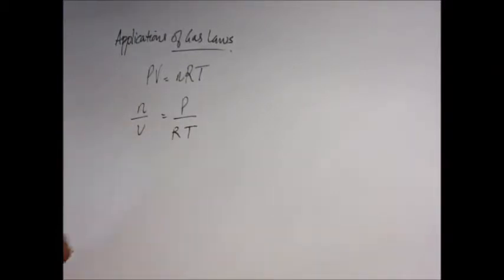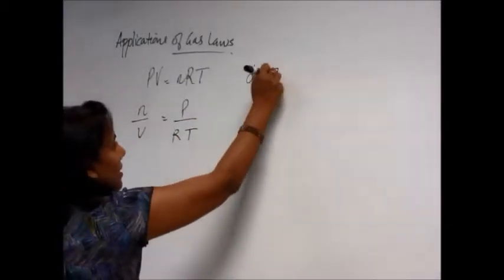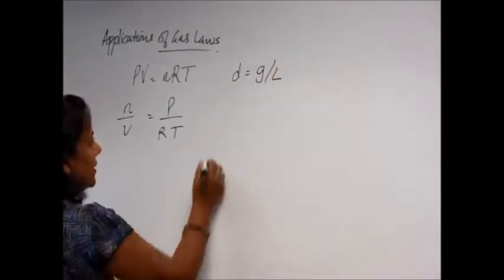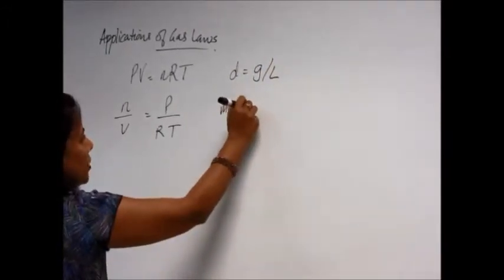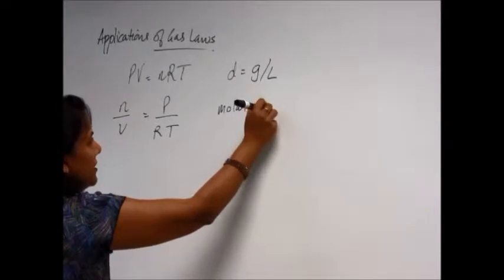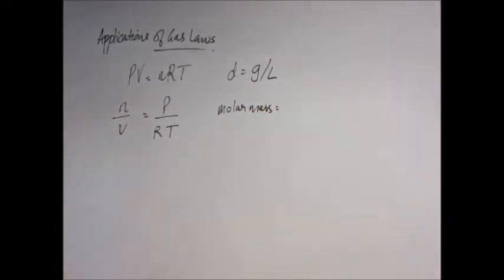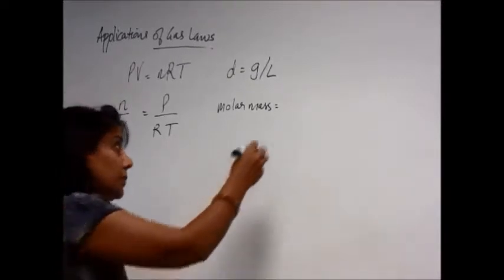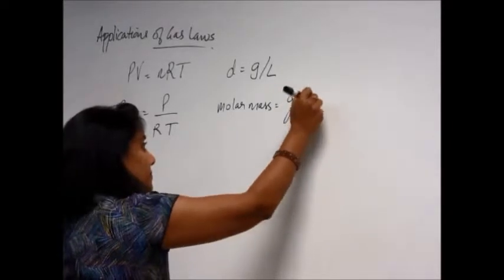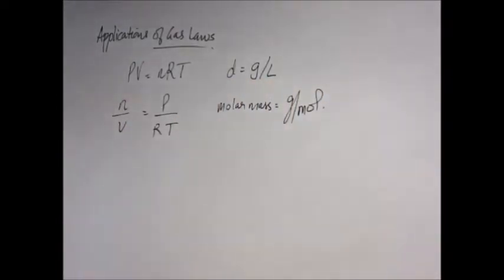So density is grams per liter, and molar mass. What is molar mass? What are the units for molar mass? And that's from the periodic table. This can't be hard. Atomic mass. Grams per mole. Grams per mole. So that's where we're going towards.